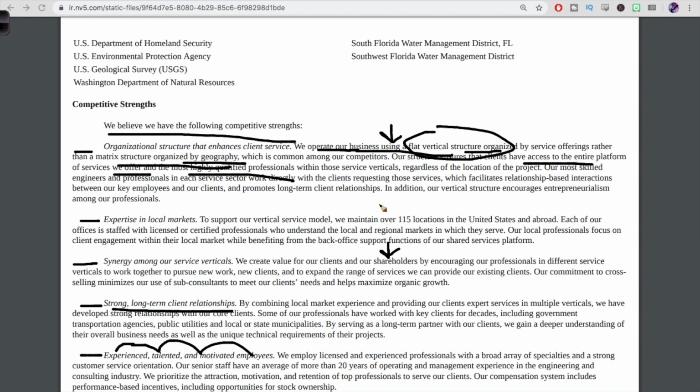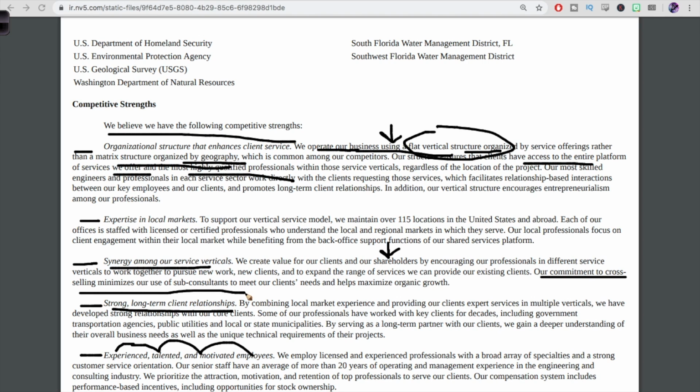That is something that I can say is different from their competitors, that will make this company continue to grow over the long term, right? And in addition, synergy among our service verticals, right? Our commitment to cross-selling minimizes the use of sub-consultants. So this company is in a lot of different industries, and they grow mainly through acquisitions.